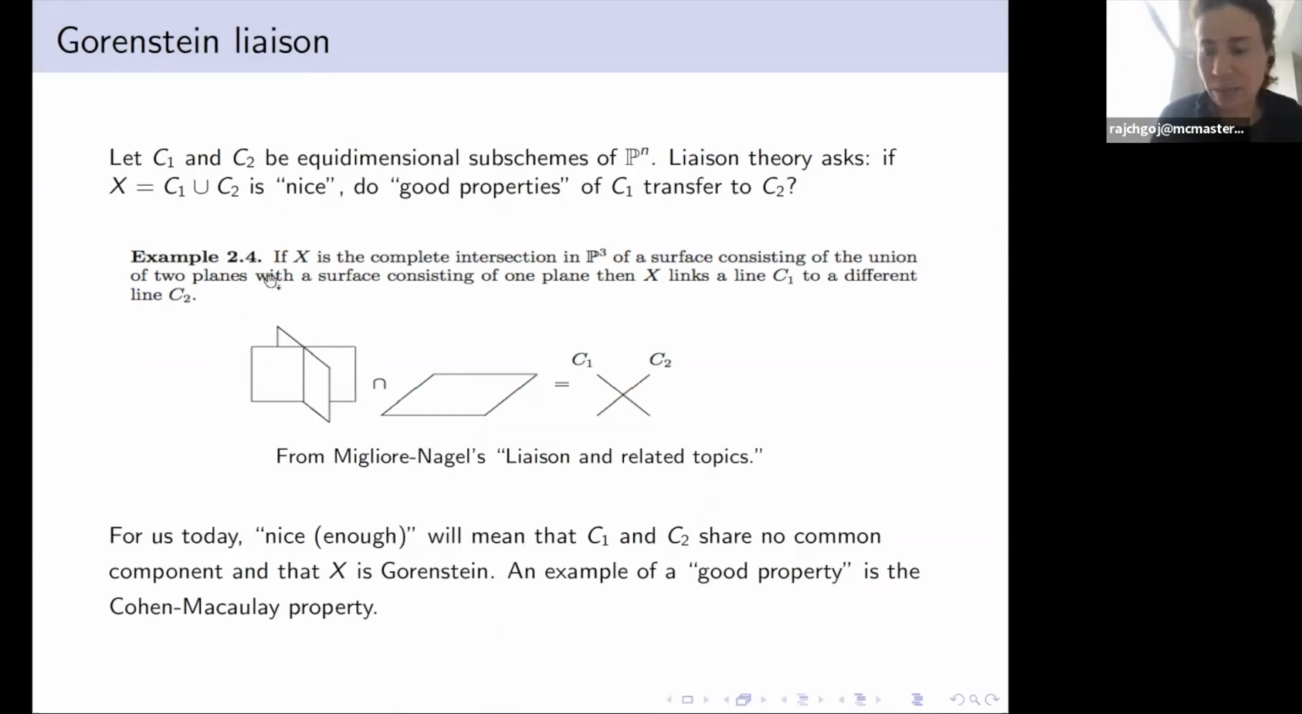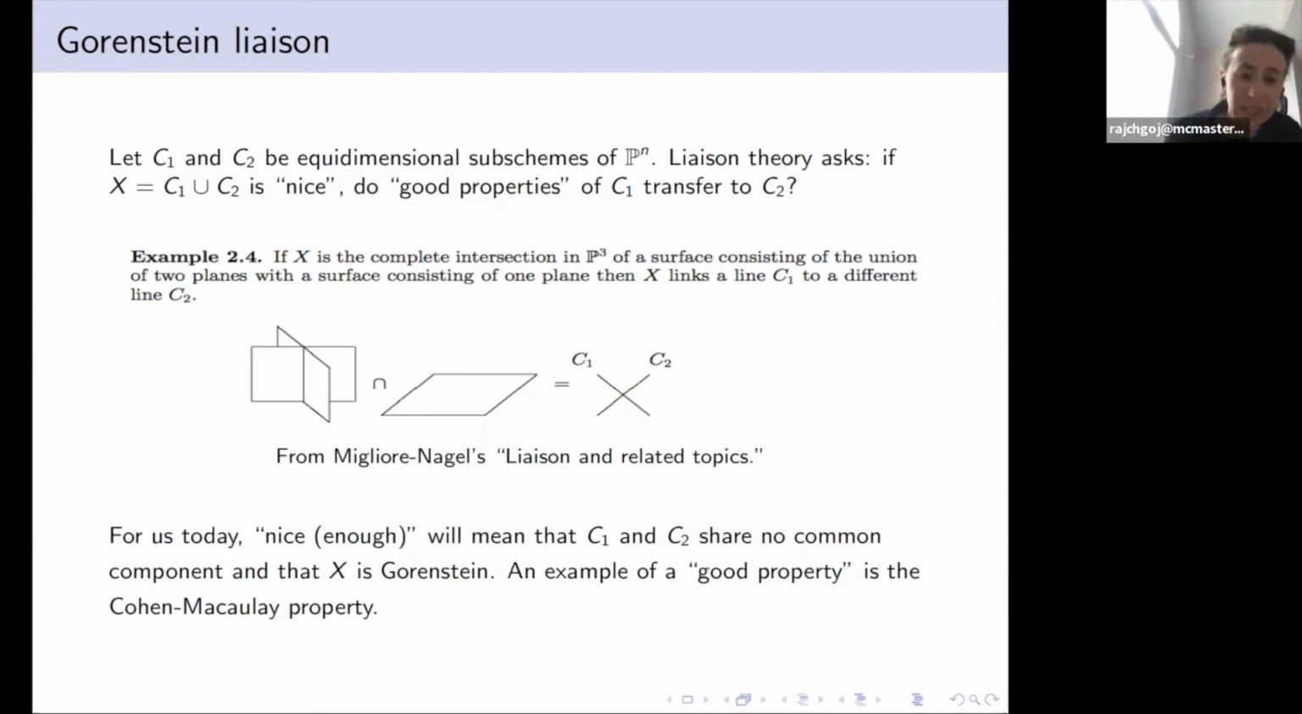Okay, so in this example 2.4 here, this is from Migliore and Nagel's Liaison and Related Topics, right? X is a complete intersection in projective 3 space of a surface, the union of two planes. X links the line C1 to a different line C2, okay?